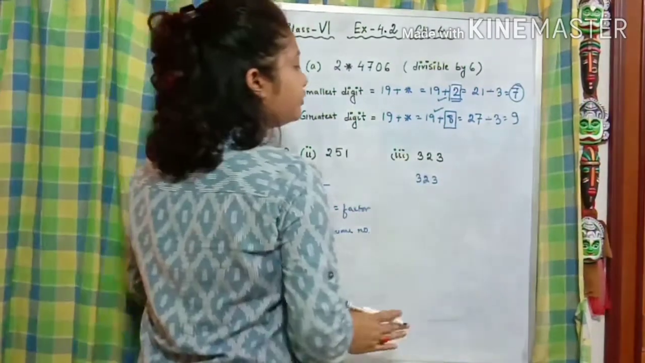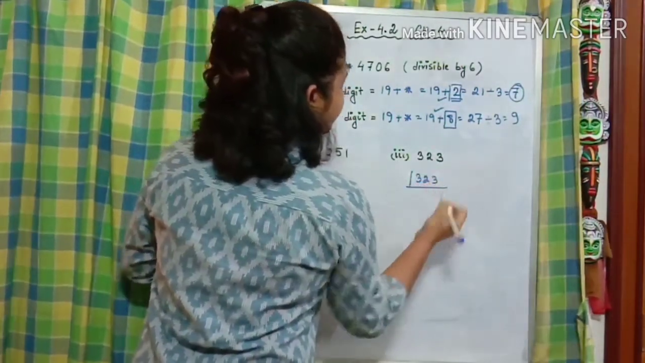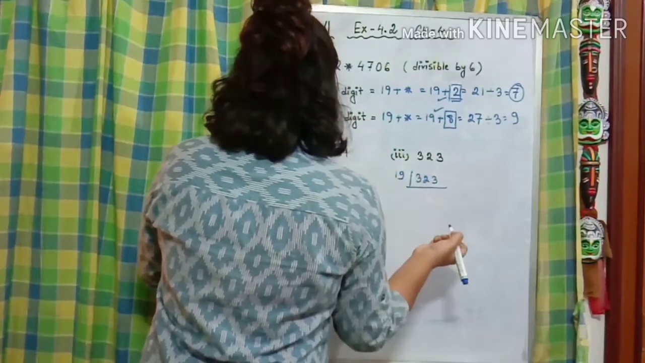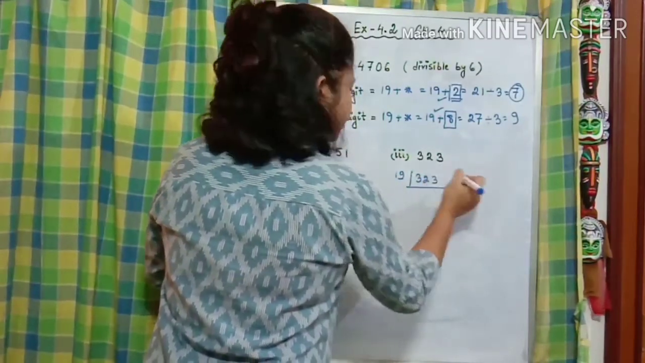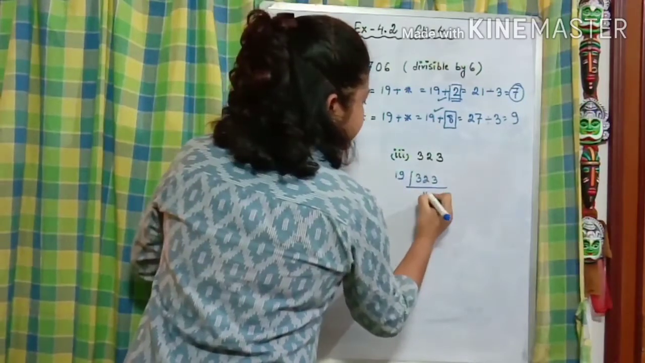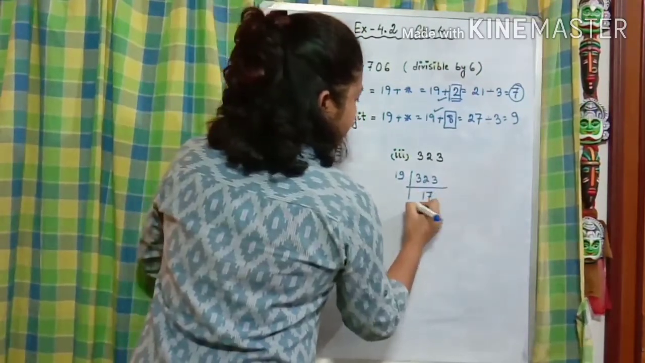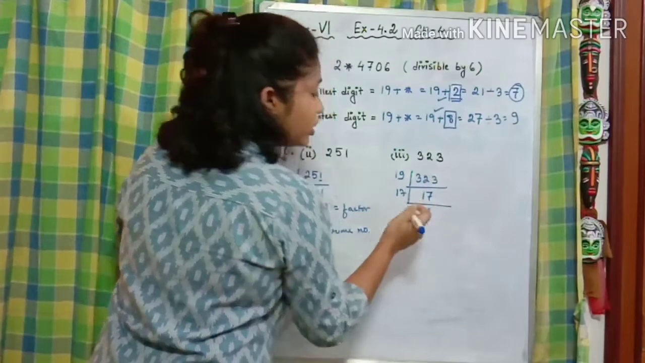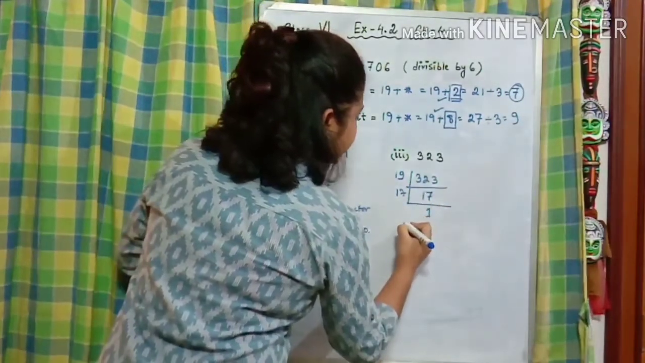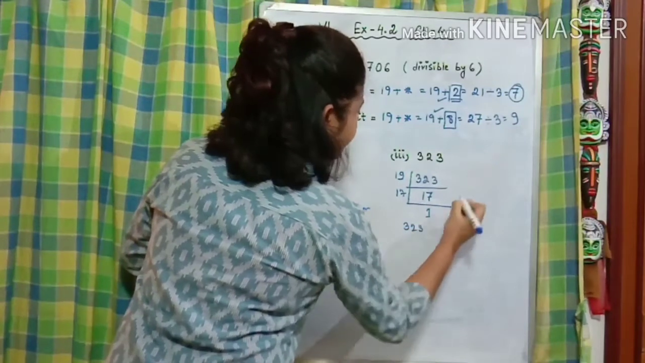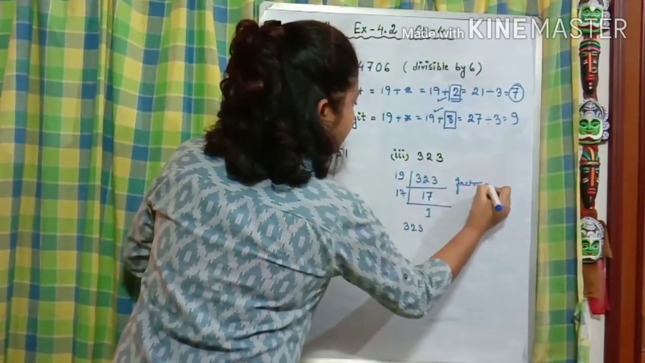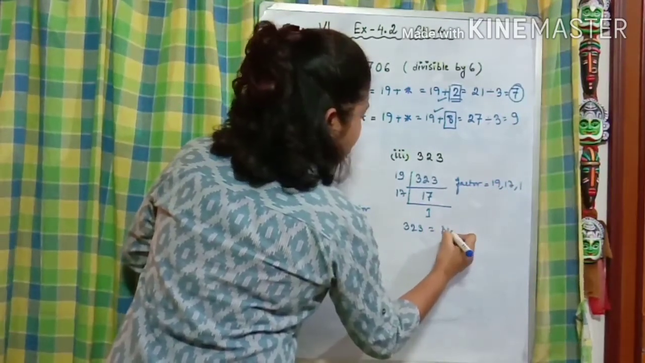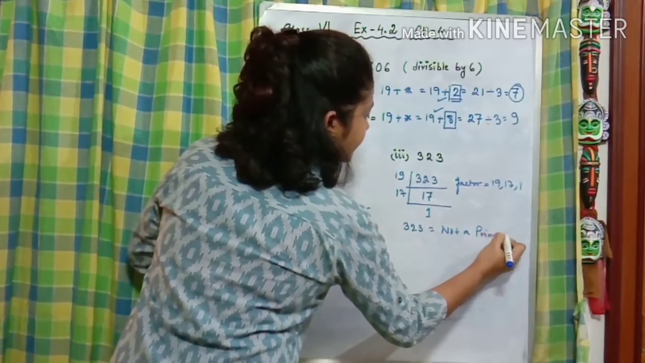Now in case of 323, we are going to see the factors once again. We have seen that if we divide 323 by 19, it gives an answer of 17. So it has more than 2 factors. We can say that for 323 the factors are 19, 17 and 1. So this is not a prime number.